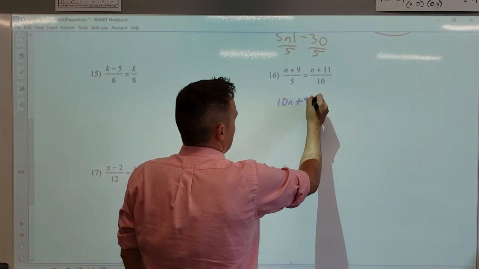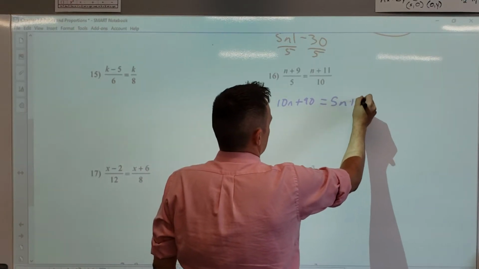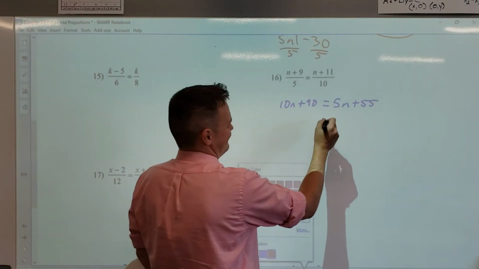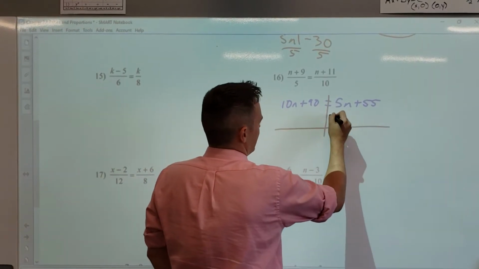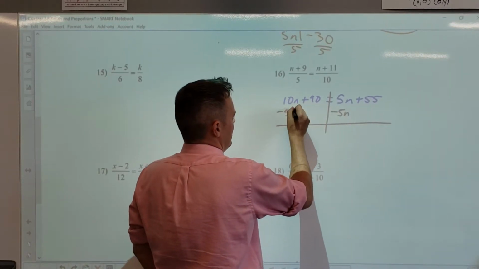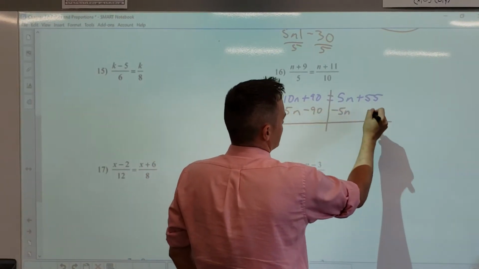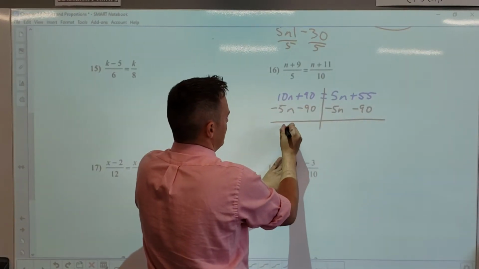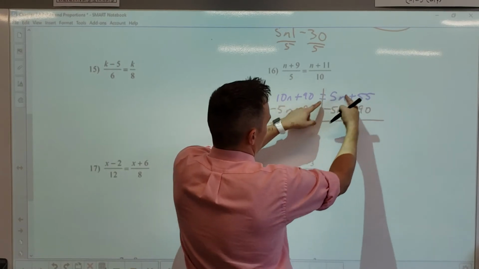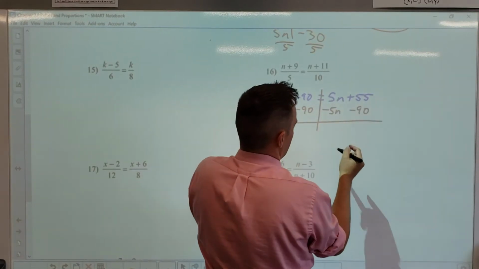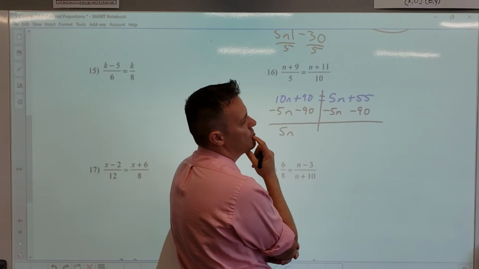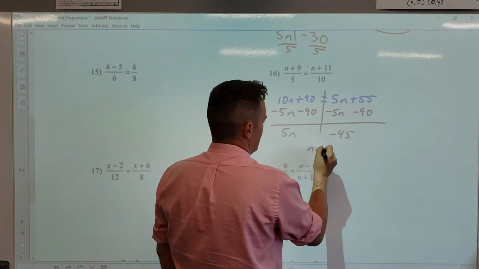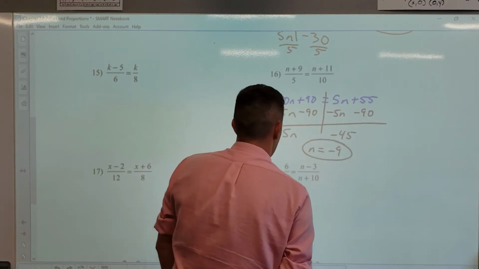10n plus 90 equals 5n plus 55. Problem is, I'm probably going to mess up now because I spoke too soon. Do the math. All right, moving the 5 this way, so that means I'm going to move the 90 this way. Now you single everything out. This is 5n here. These cancel out. These cancel out. And this is a negative 45. Okay, and so n is going to be equal to negative 9.